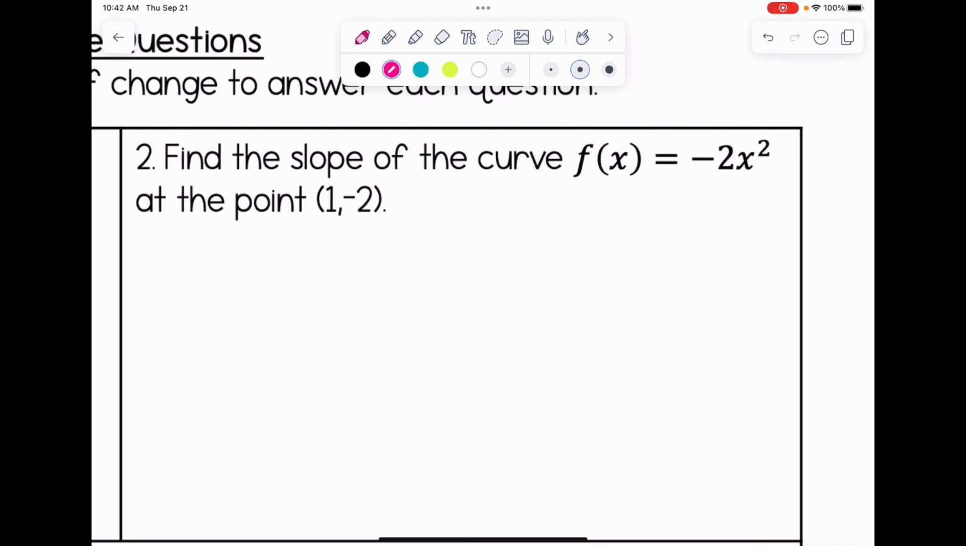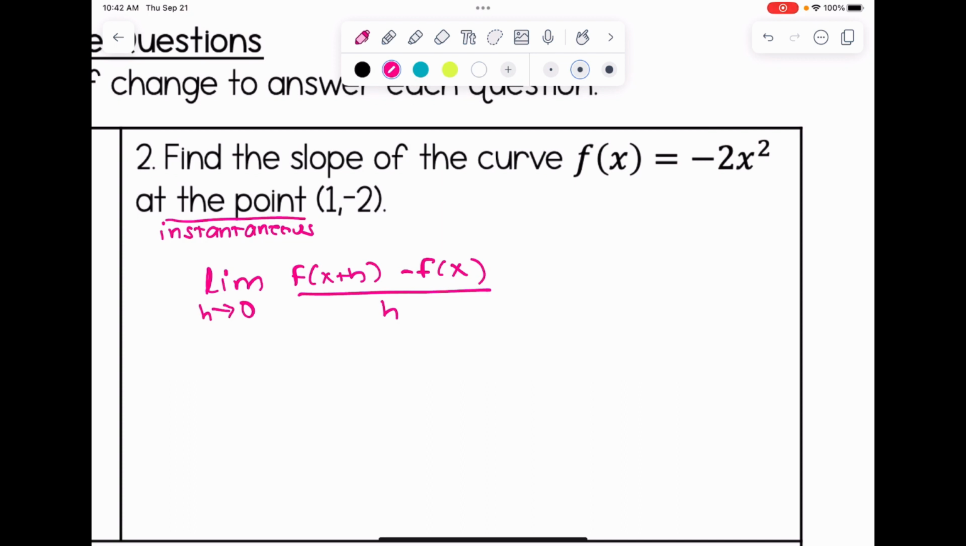Number 2, find the slope of the curve f of x equals negative 2x squared at the point 1, negative 2. Notice this is not an interval. This is at an exact point at a certain instant on the graph. So when it's at a point, this is instantaneous. And the way we need to do that is by finding a derivative. And remember, our derivative is the limit as h approaches 0 of the difference quotient. So let's write down what that formula is, just so we can see it right here.